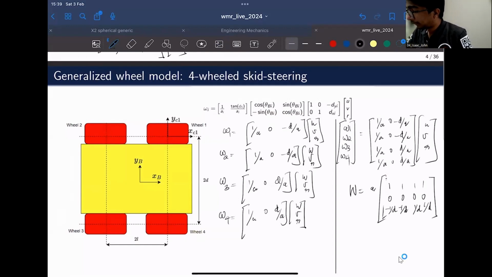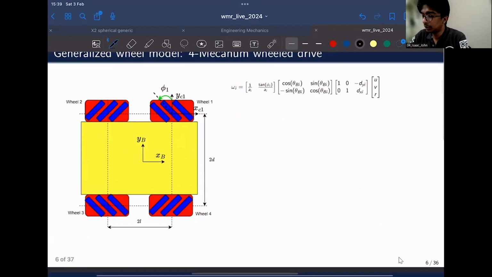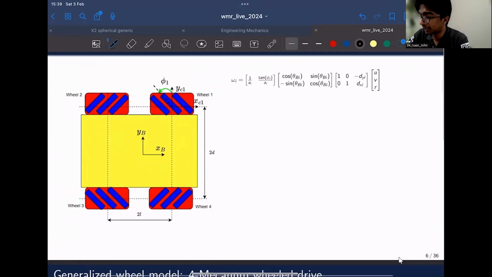So what you have over here is the wheel configuration matrix of the skid steering robot. We will also have an A by 4 pre-multiplied over here. So there is a relation: you can relate theta, which is the control input to the base, the body fixed frame, with the vector of angular velocities using this wheel configuration matrix W. And similarly, you can also find the wheel configuration matrix for the mecanum wheel drive.